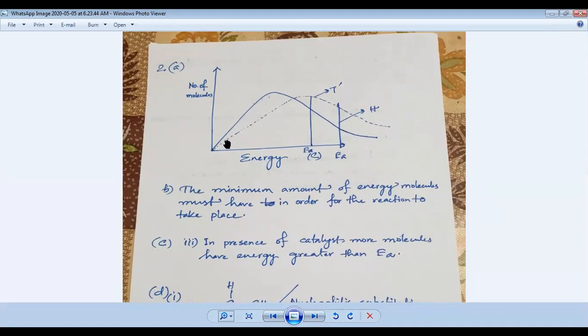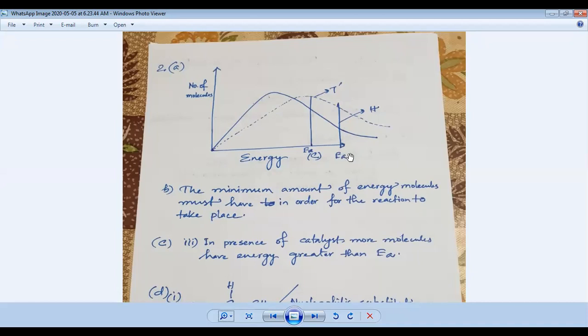You see the full lines and the dotted lines. The dotted line indicates the higher temperature, T'. As per the question, I have drawn this one at higher temperature, T'. You see the peak is shifted towards the right side. At higher temperature, the number of molecules having very low energy is less, and the number of molecules having very high energy is still small, but it is higher than at low temperature. At low temperature, fewer molecules will have higher energy, and at high temperature, more molecules will have higher energy.